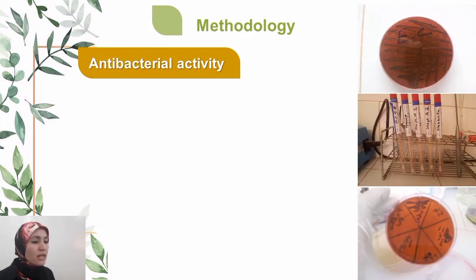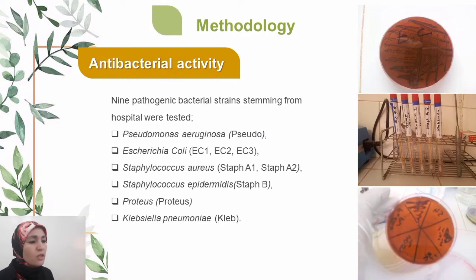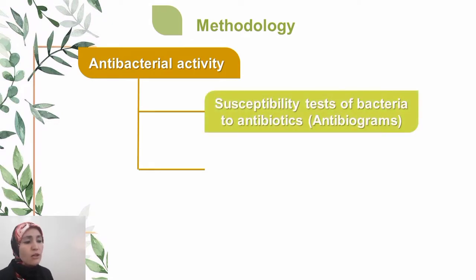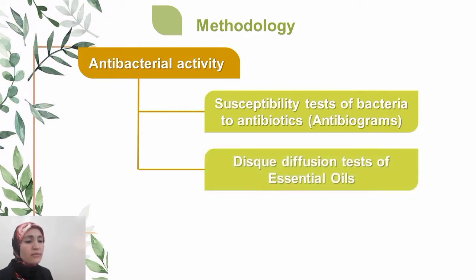The antibacterial activity was tested on 9 pathogenic bacterial strains stemming from hospital: Pseudomonas aeruginosa, 3 strains of Escherichia coli, 2 strains of Staphylococcus aureus, Staphylococcus epidermidis, Proteus, and Klebsiella pneumonia. It was done in 2 steps. First, the susceptibility tests of bacteria to antibiotics, antibiograms, and then the disc diffusion tests of essential oils.